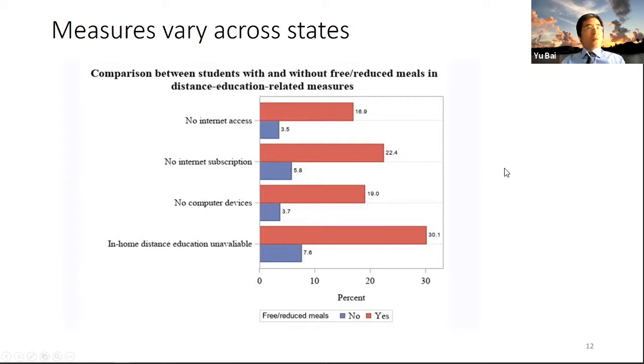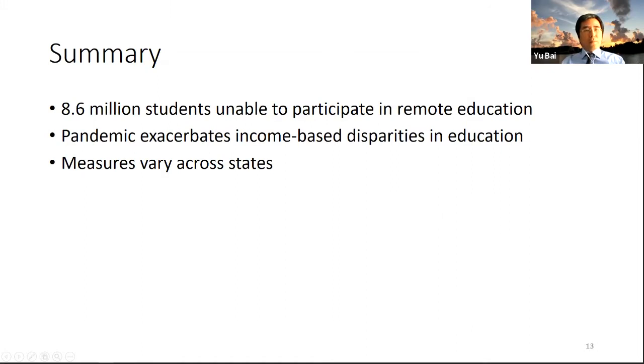So here's our summary. 8.6 million students are unable to participate in remote education. The pandemic makes income-based disparity in education worse. 20.7 million students cannot stay alone at home. Those measures vary across states.